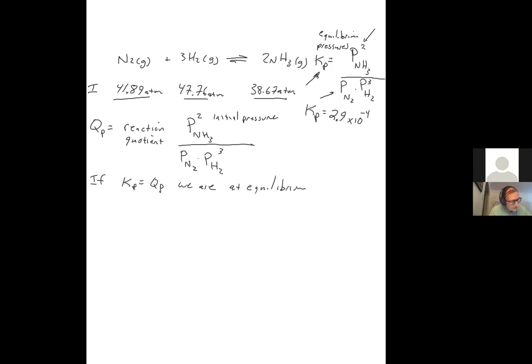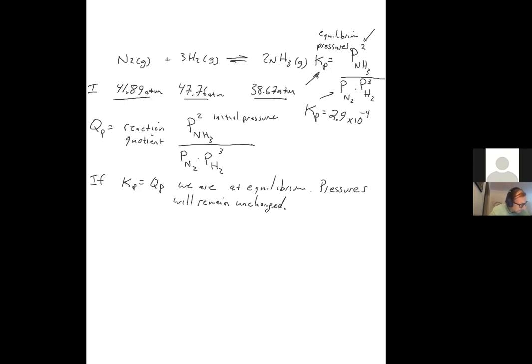And the pressures will remain unchanged, right? If you're at equilibrium, things don't change. The concentrations don't change over time.